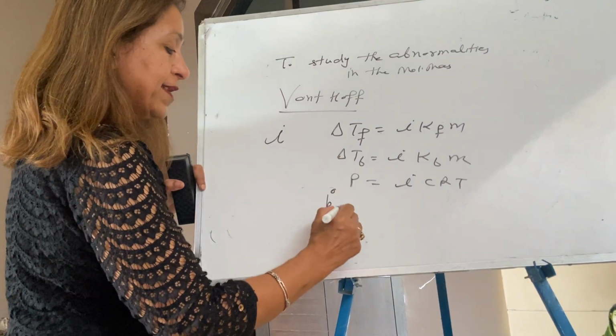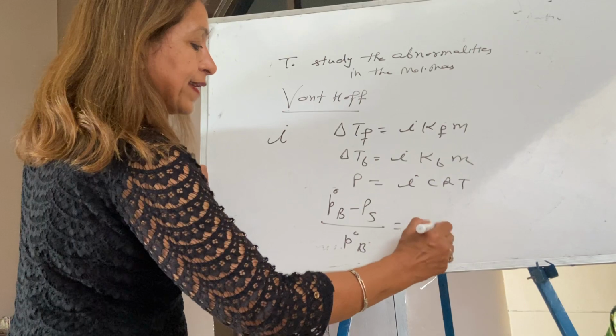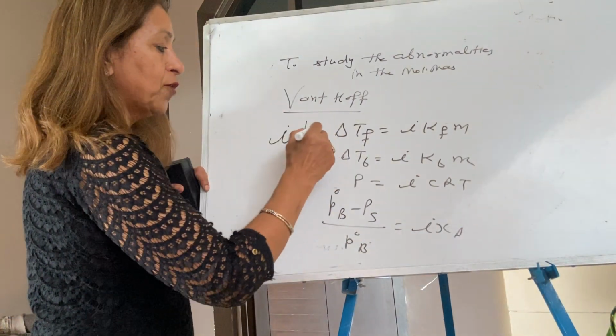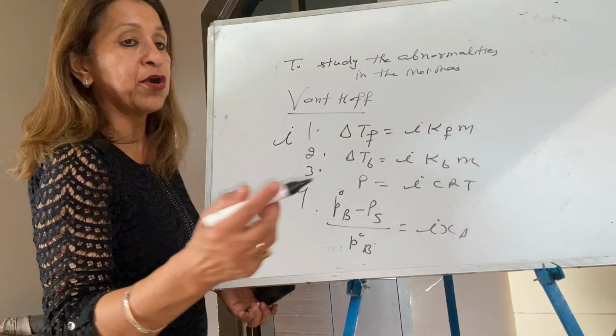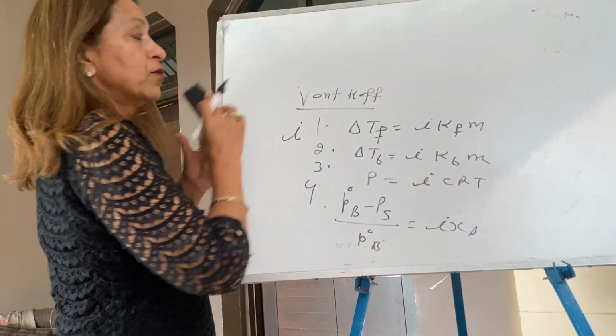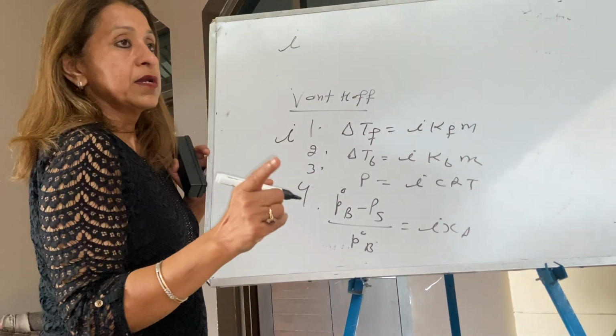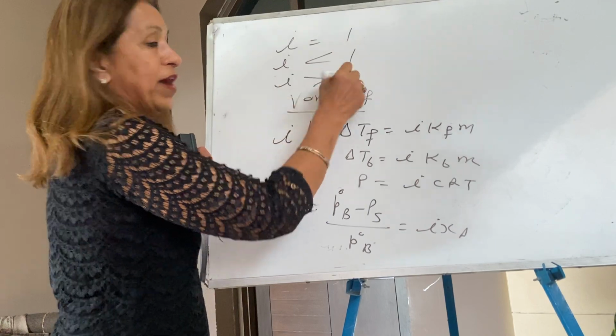P naught B minus PS by P naught B is equal to i XA. That means in all of the 4 colligative properties, he introduced i. i is Van't Hoff's factor. Now what is the purpose of this? Now we will calculate i. If i will come 1, if i will come less than 1, if i will come greater than 1.